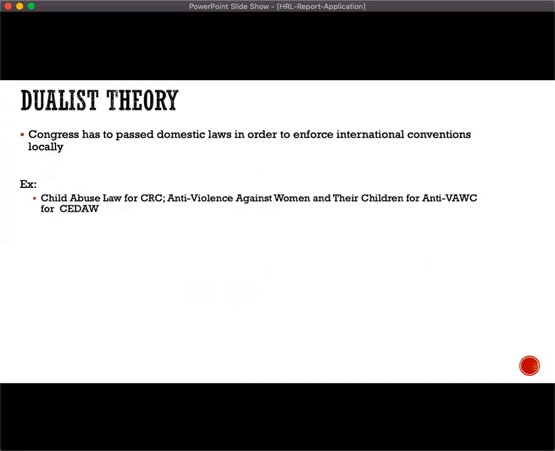In order for an international law to be adopted in the Philippines or to form part of the local laws, Congress has to pass a domestic law in order to enforce international conventions locally. For example, we have the child abuse law, which is based on an international law. It was adopted through the Anti-Violence Against Women and Their Children law, or VAWC law, based on CEDAW.